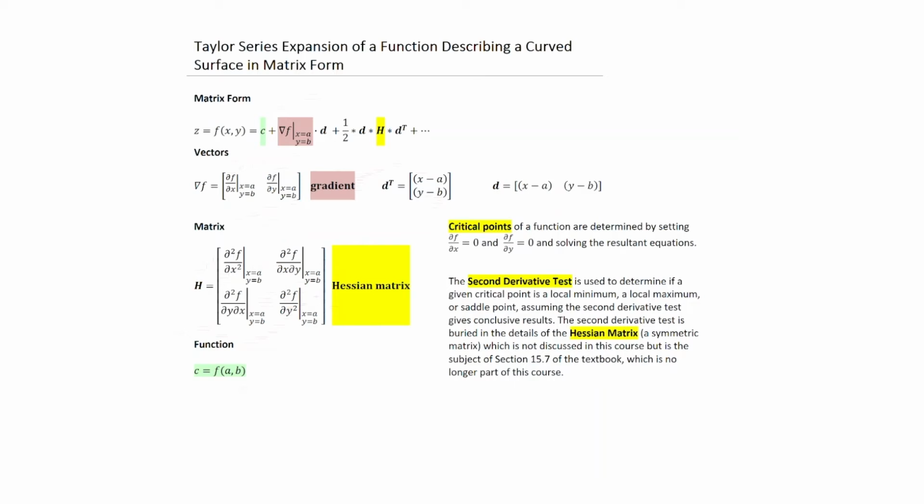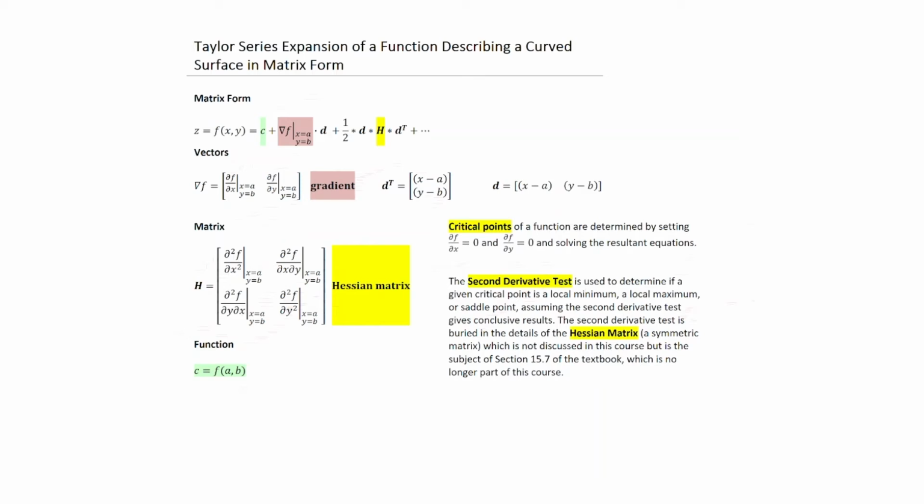So what about the critical points in this case? In other words, where will I expect to see a local min, a local max, and something I called a saddle point, which is the 2D equivalent of an inflection point in 1D? Well, by setting these partial derivatives to 0 and solving the resulting equations, we can determine the critical points. And the second derivative test is used to determine if the given critical point is a local min or a local max or a saddle point, assuming the second derivative test gives conclusive results.